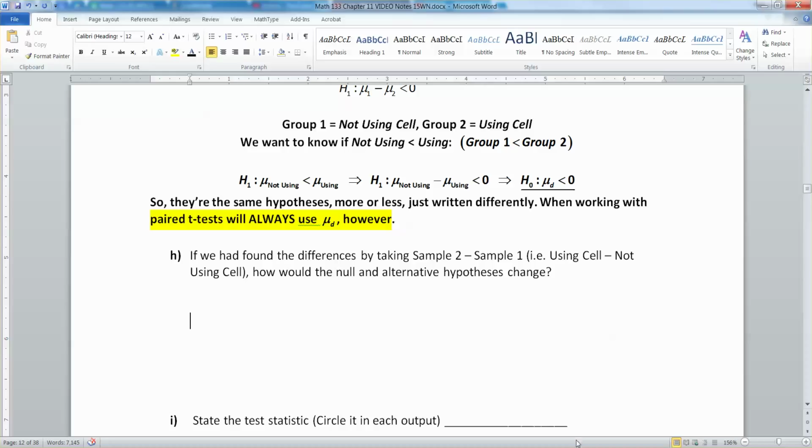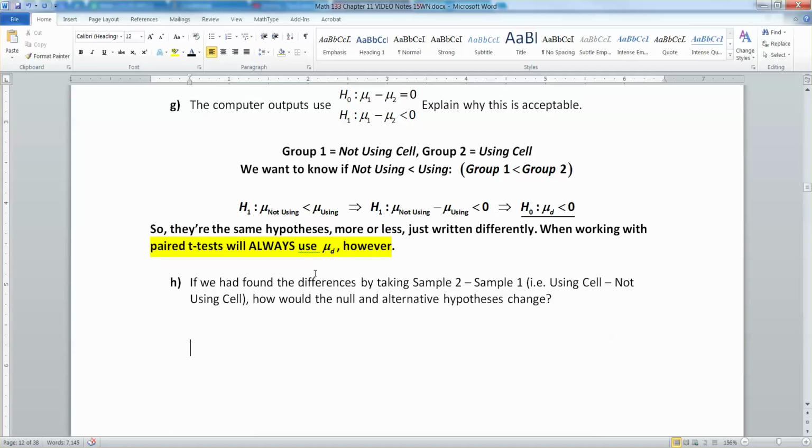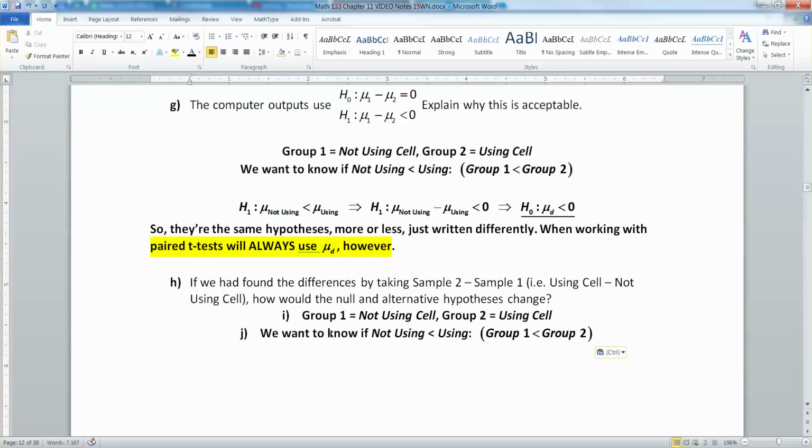All right, now back to what I was saying earlier. If we had reversed these and done sample 2 minus sample 1, what would that have done to the hypotheses? Well, you would have made group 1 using the cell phone, and group 2 would be not using the cell phone, right? Because you'd be reversing the order. So it'd be sample 2 minus sample 1. Sorry, let me correct that. What we'll do is leave the using cell phone group as group 2, and we still want to know whether the using cell phone group is larger than the not using cell phone group, right?